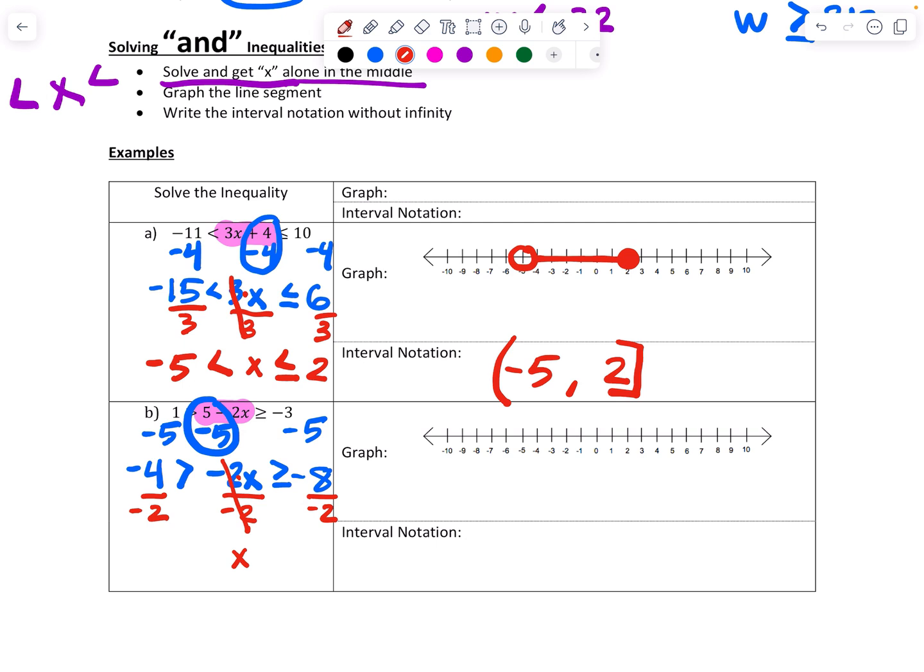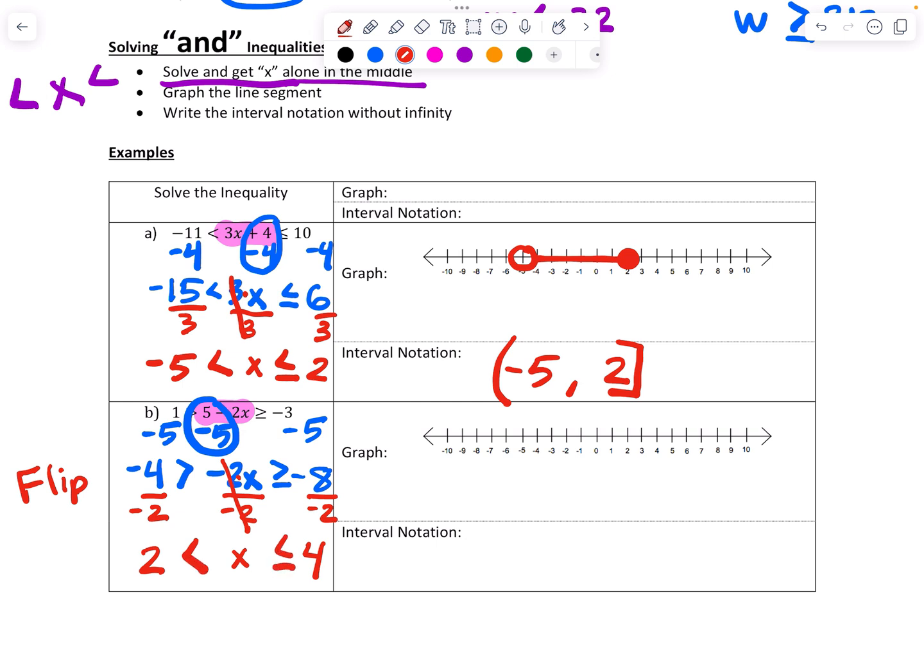Negative 4 divided by negative 2 is positive 2. Negative 8 divided by negative 2 is positive 4. Okay, now look, I divided by a negative number. So I have to flip the direction of my inequalities. This one will go to less than, this one will go to less than or equal to.